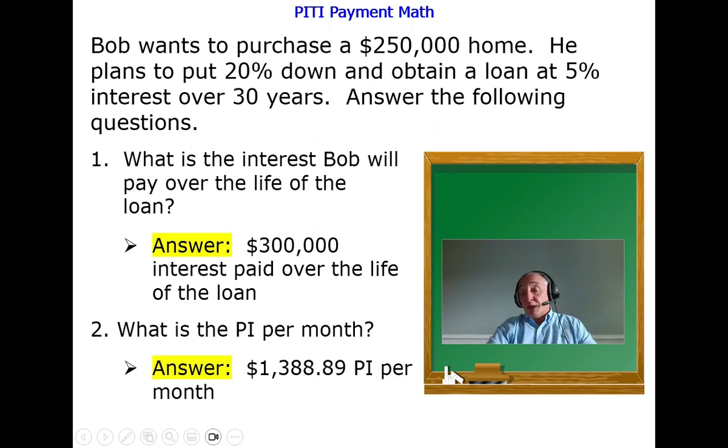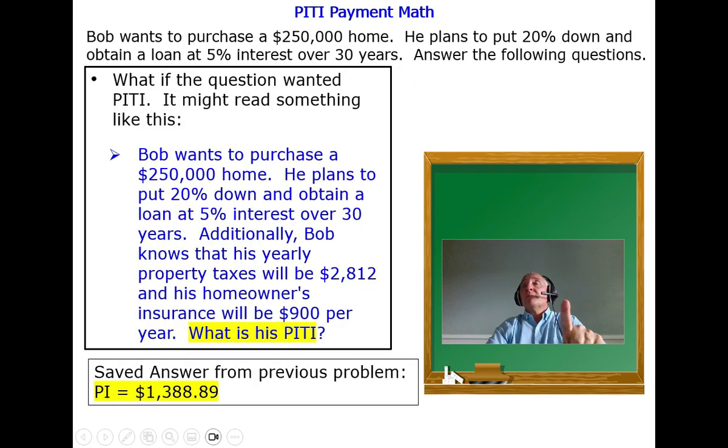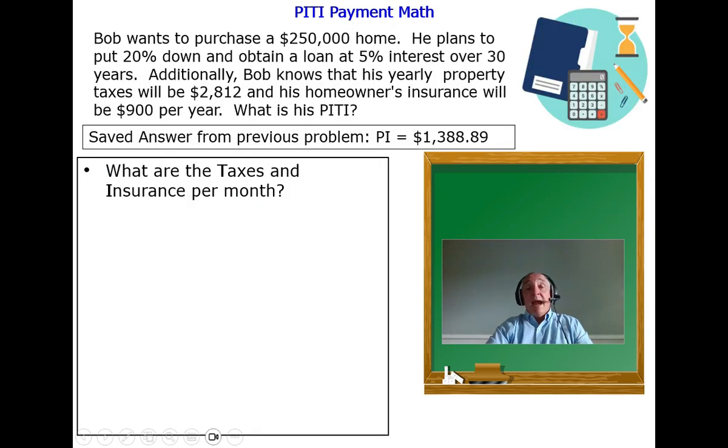And the monthly payment is going to be $1,388.89. Well, that's the monthly payment until you add taxes and insurance. That's the principal and interest. But you have to add taxes and insurance because that's part of the exact total payment you're going to pay over time on the loan. So we've got the saved answer of $1,388.89. Now, what are the taxes and insurance? Remember, that's property taxes and homeowners insurance.